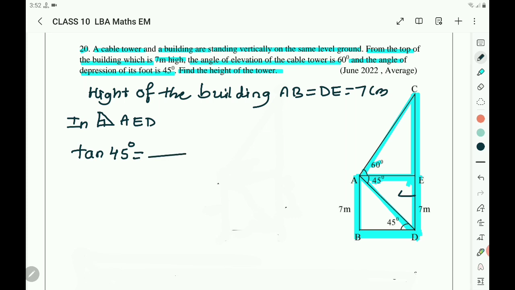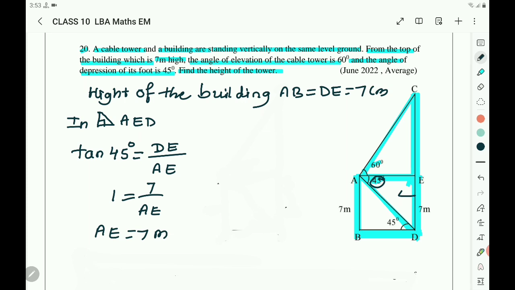Opposite side for 45 degree, which is the opposite side? DE is the opposite side. Write DE by AE. What is the value of tan 45? Tan 45 is 1. 1 is equal to DE is 7 meter, 7 by AE. Therefore, AE is equal to what? 7 meter.